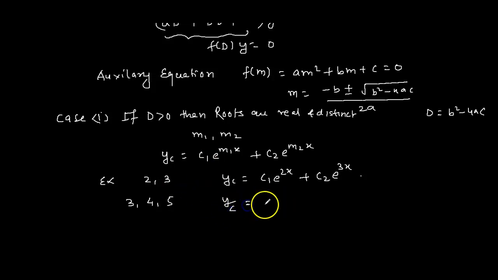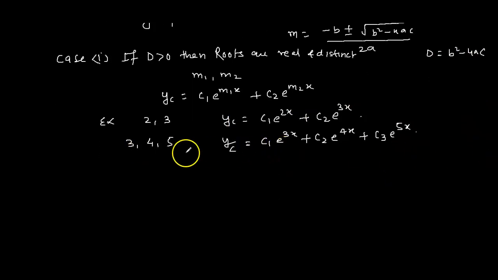So yc is equal to c1 e to the power of 3x plus c2 e to the power of 4x plus c3 e to the power of 5x. So this is the individual sum of each root: c1 e to the power of that root into x.